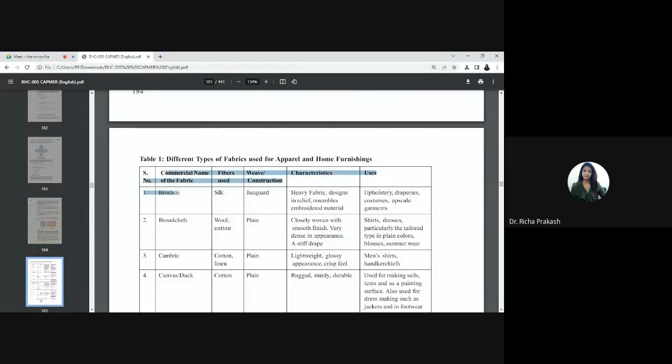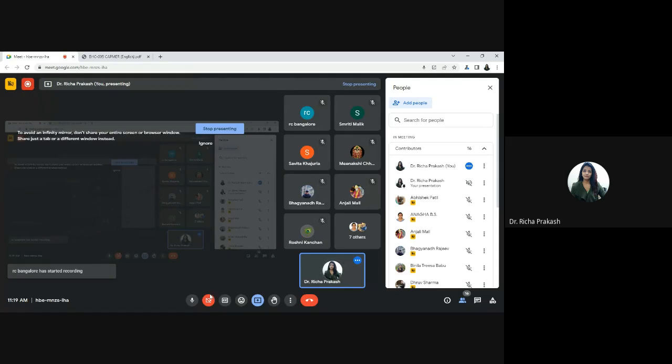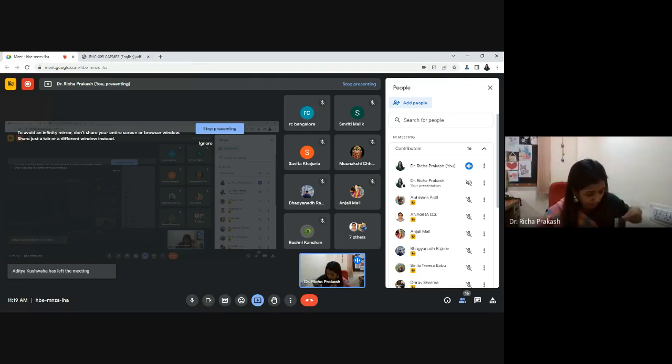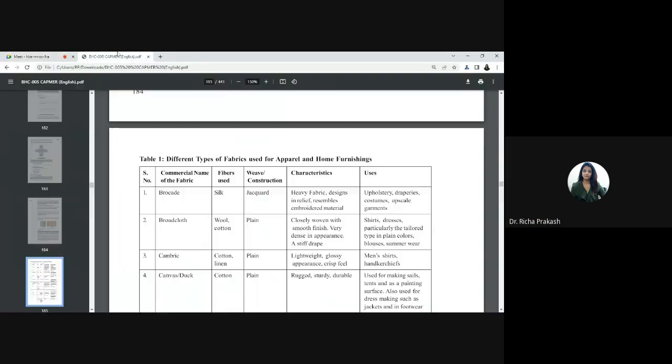So you have to know the commercial name. What is brocade? Brocade is a type of fabric. If you can see the camera, the dupatta that I'm holding right now is actually brocade. This is Banarasi brocade. Banarasi brocade is done on silk also and cotton also. The dupatta I have taken right now is cotton based, but traditionally brocade is always for silk. The weave is a jacquard weave.